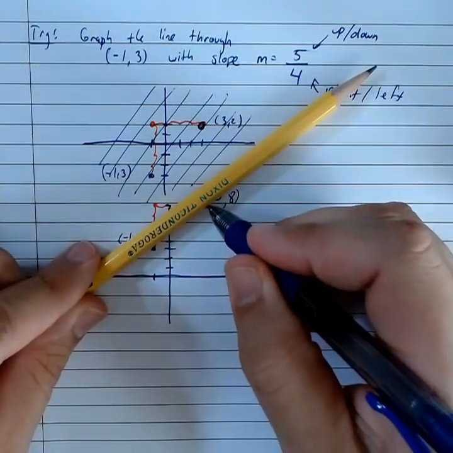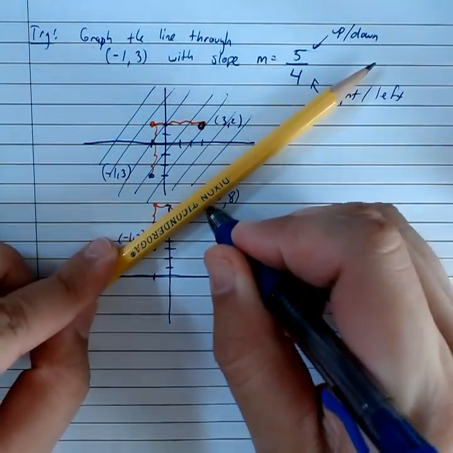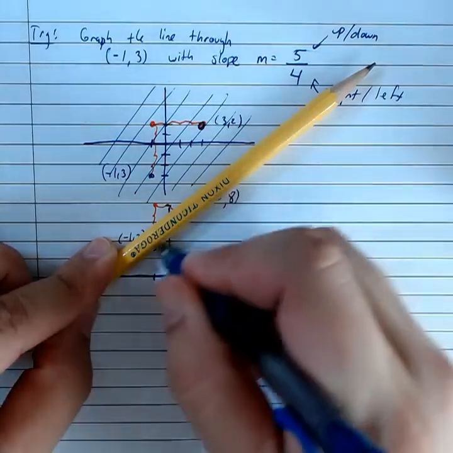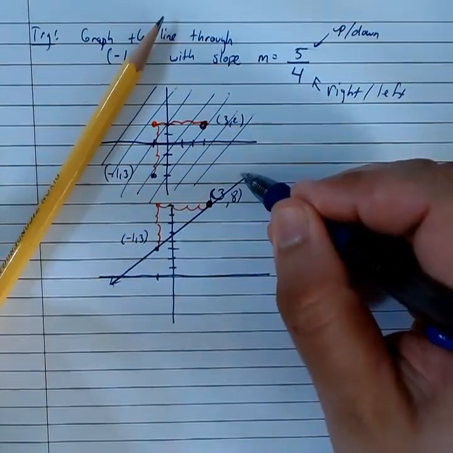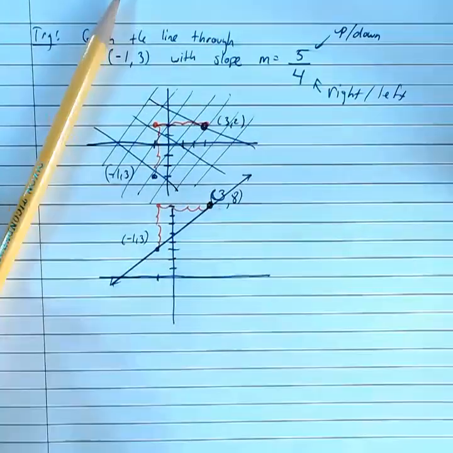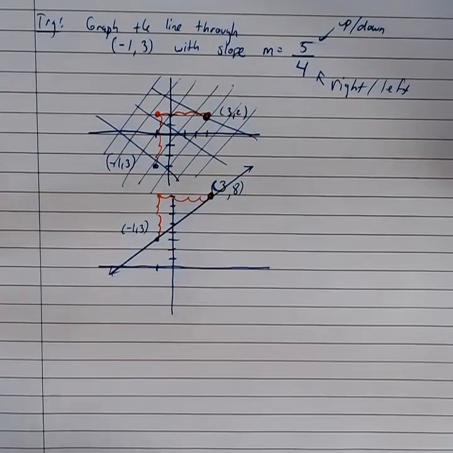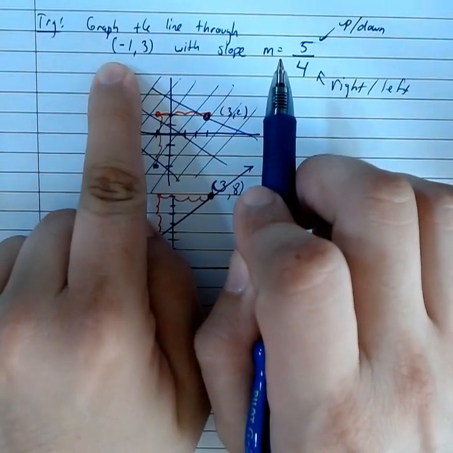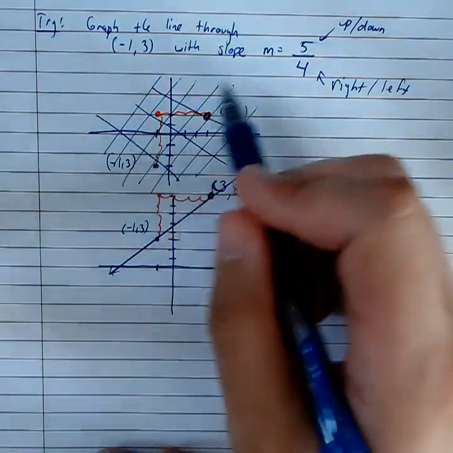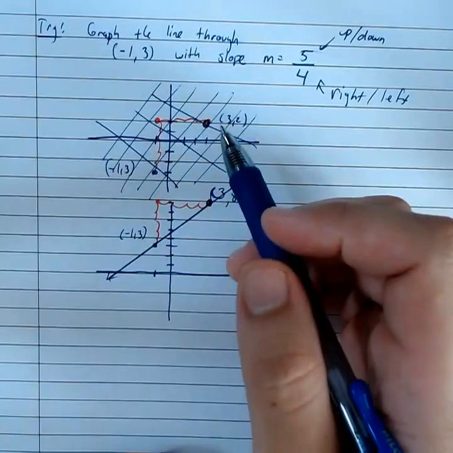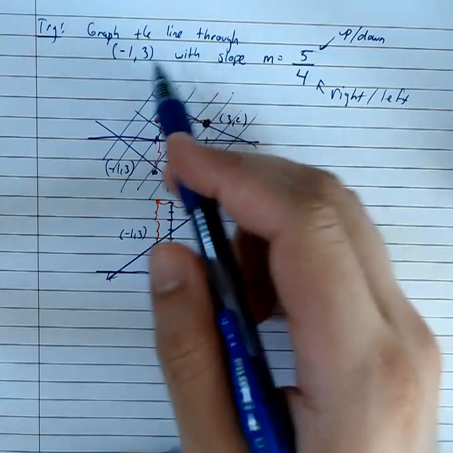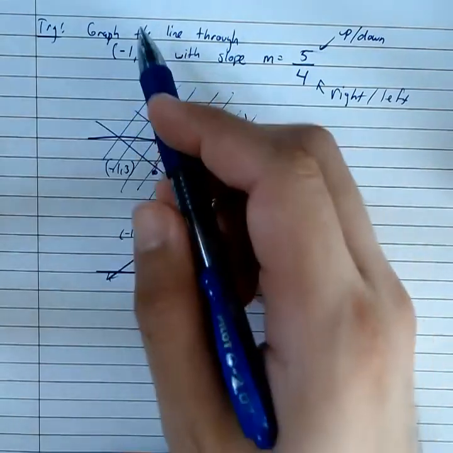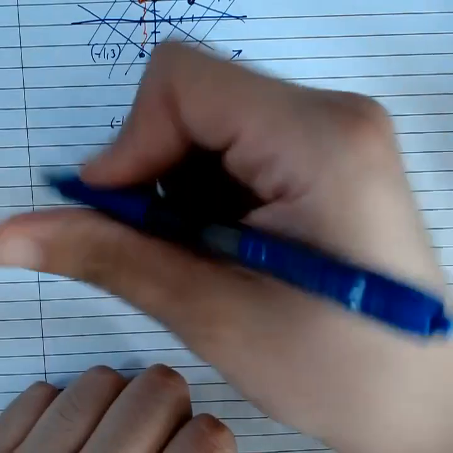So now I have 2 points that are on my graph. So I now connect, and there's my graph. And there we go. Now here, we're given a point and we're given a slope. But what if we're not? What if we're just given an equation? Well, as long as we know how to handle the equation, it will tell us this information.